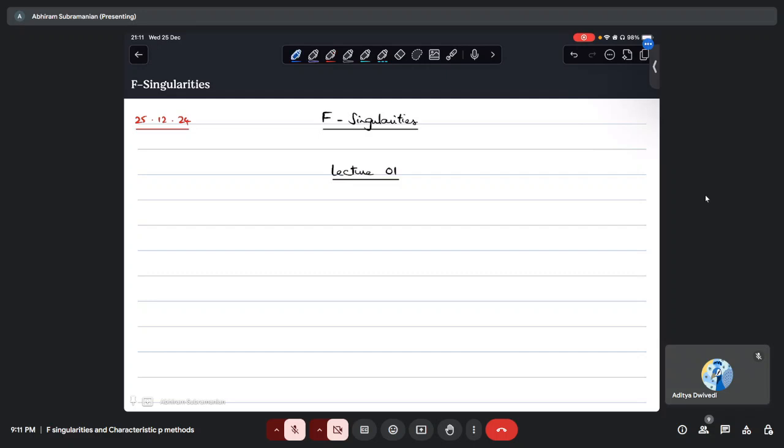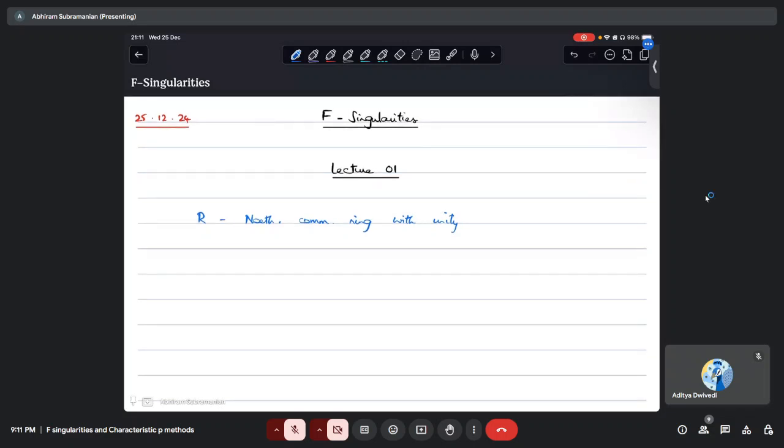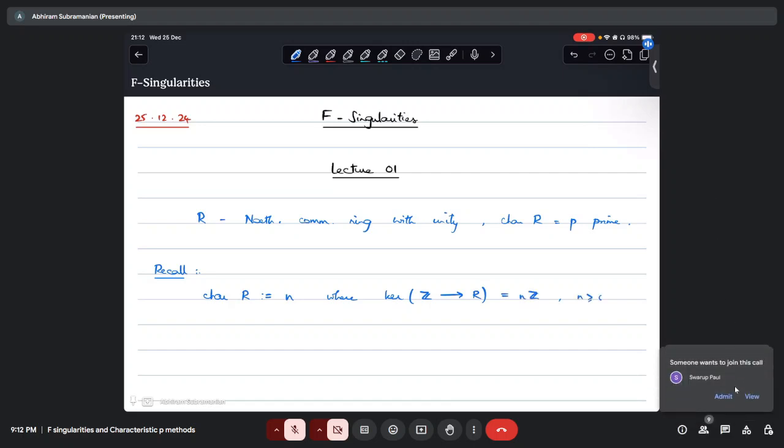So notation is just R is a Noetherian commutative ring with unity, and characteristic of R is P prime. So recall that the characteristic of a ring R is defined as n, where the kernel of the map from Z to R is nZ, n greater than or equal to 0.